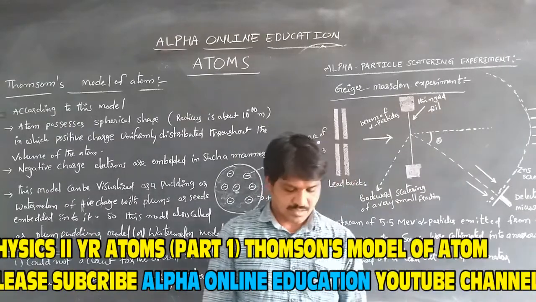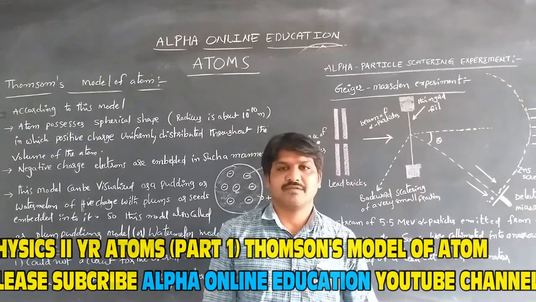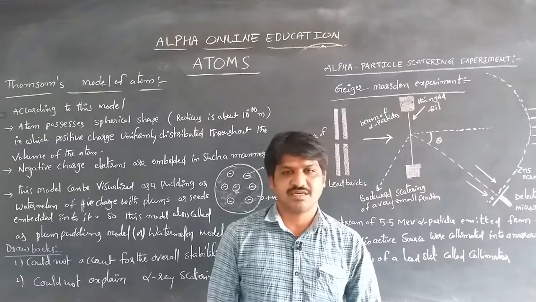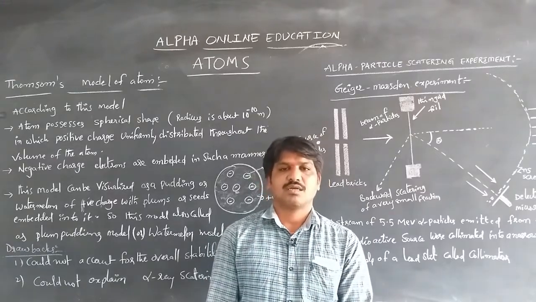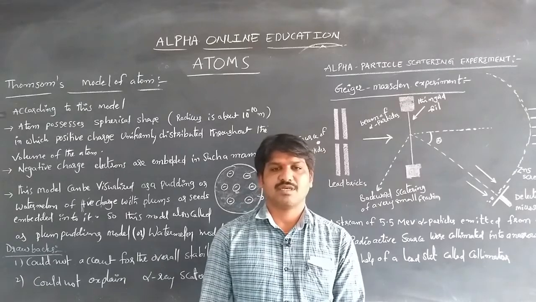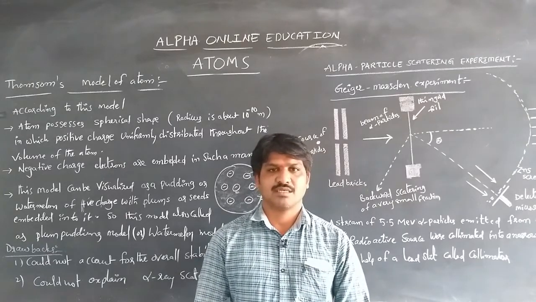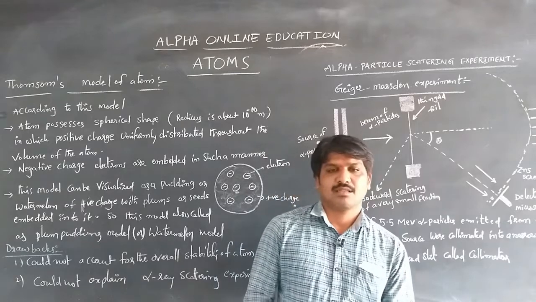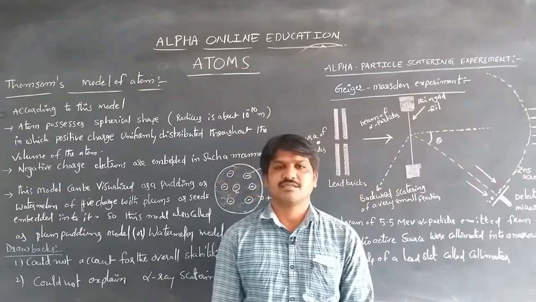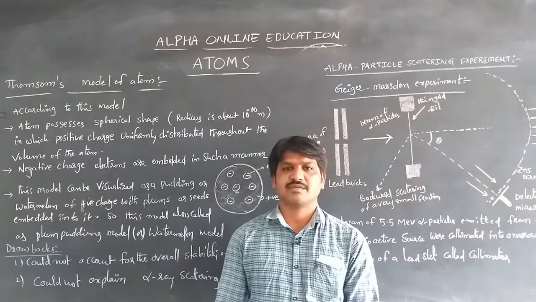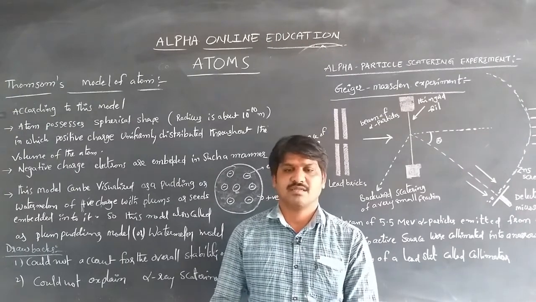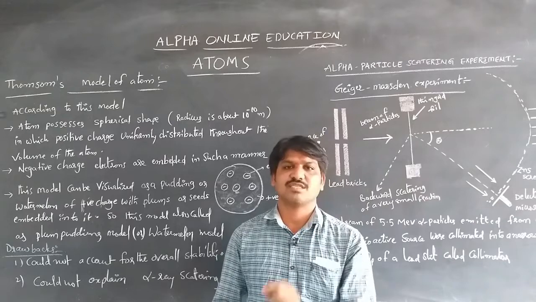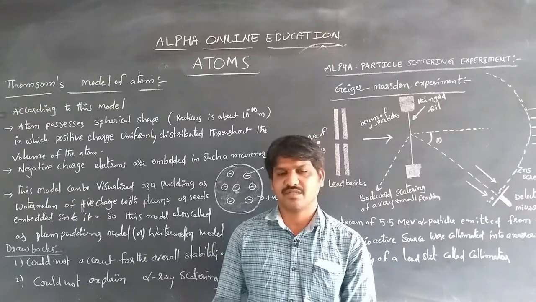Atoms. In intermediate second year physics, unit number 13 is atoms. The atomic theory of matter was first proposed by Dalton. Dalton proposed that the atom is an indivisible particle which cannot be divided. The atom is the smallest particle in the universe, he gave this idea.